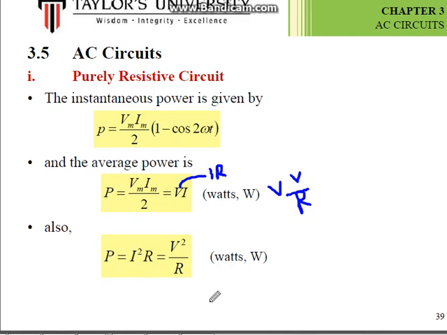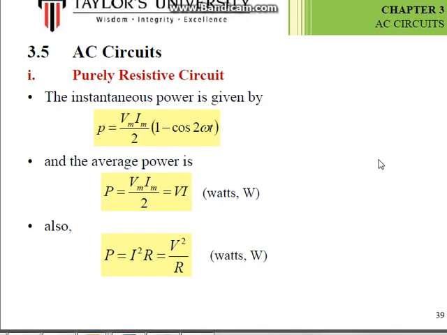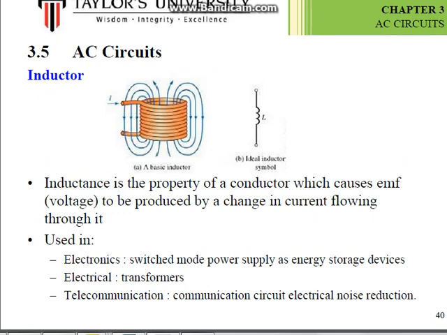So sometimes it literally depends on what you are given in your question or your circuit. You might not be able to just use VI. Sometimes you will need to use I squared R, or you need to use V squared over R. So it depends on what you have at a given point of time. The unit will stay the same. Okay, so let's move on to the next one.